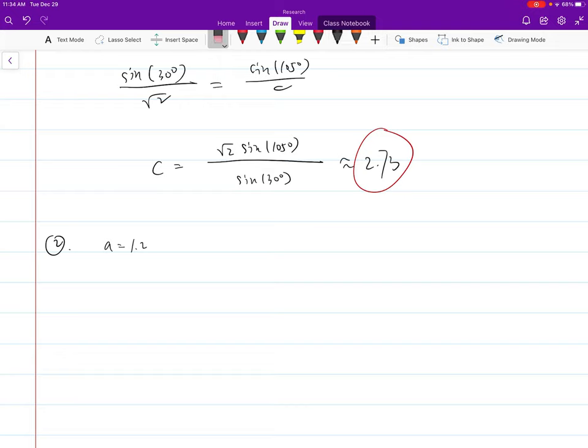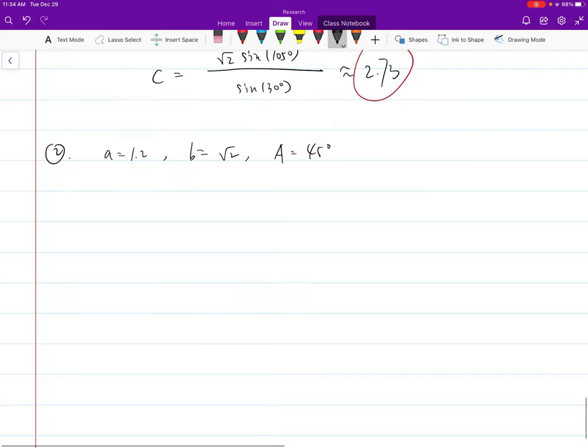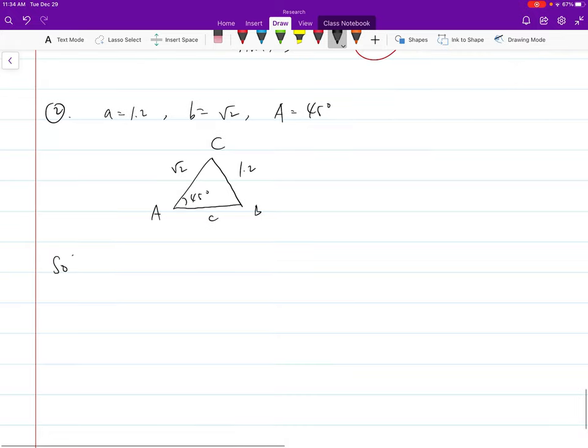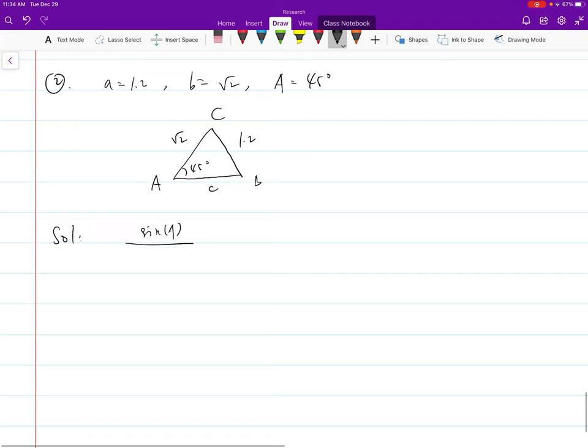Okay. This time, let's take a to be 1.2, b to be square root of 2, and capital A to be 45 degrees. Okay, so now let's draw it. Note, I draw it a little bit differently because this time, this side is technically shorter. Before this was a 2, now it's 1.2, so it's a little bit shorter. Okay, now how do you do it? I think you already have the trick exactly the same way.